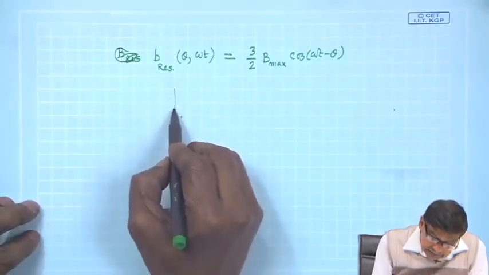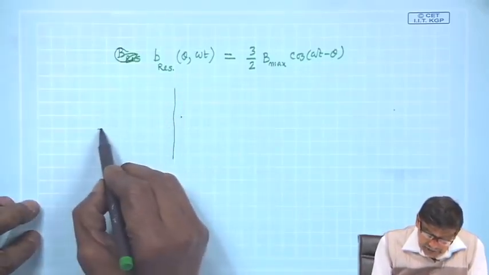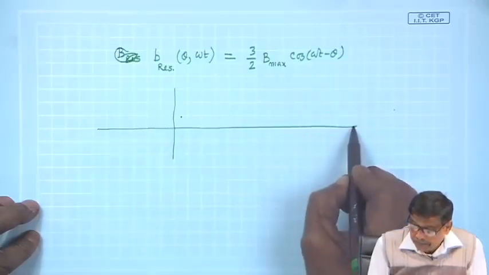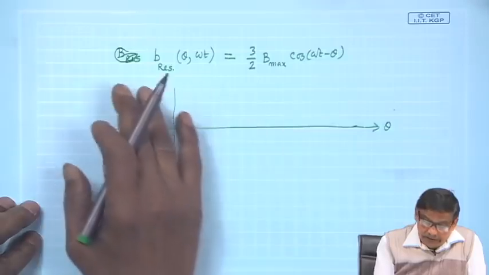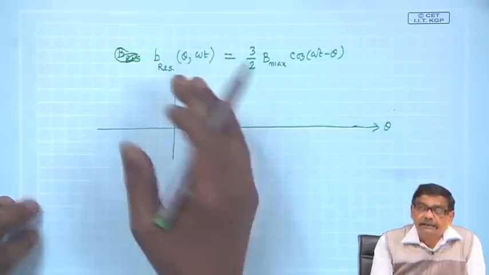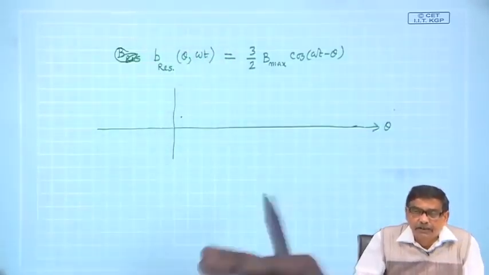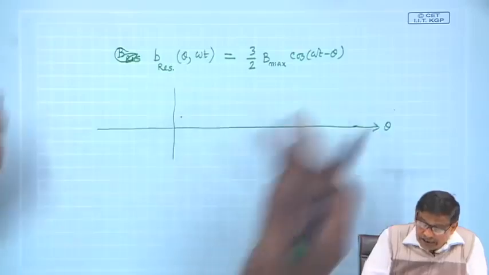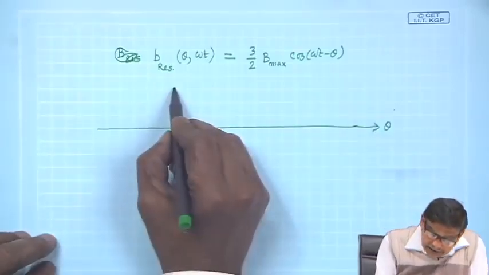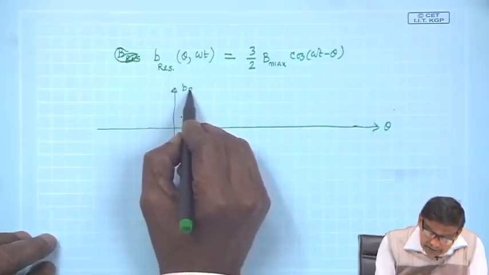Against theta, because I am interested to know against theta how this B resultant is the important thing. I have taken all the currents in different phases, added them up. So, that will be the resultant field. Now, how to sketch this waveform? So, here I am sketching B resultant.